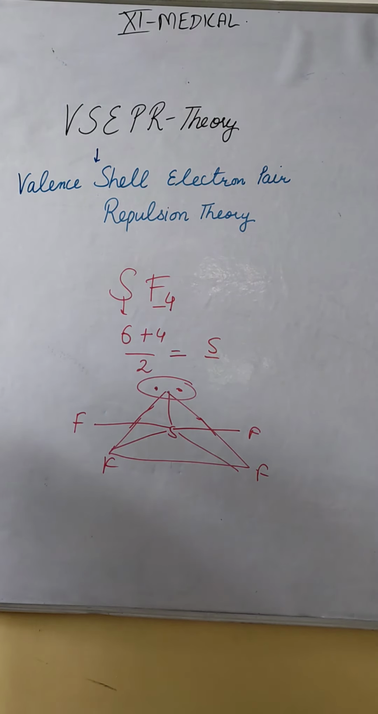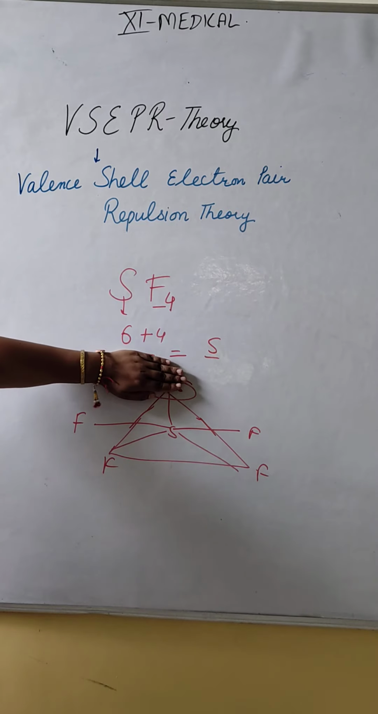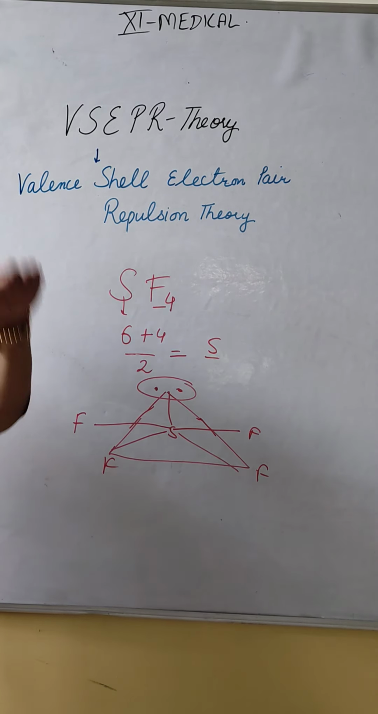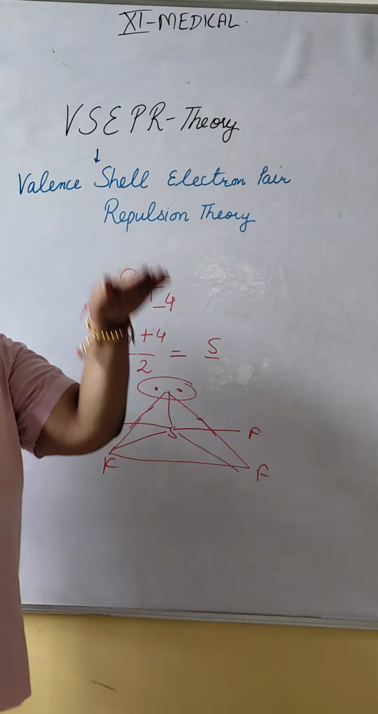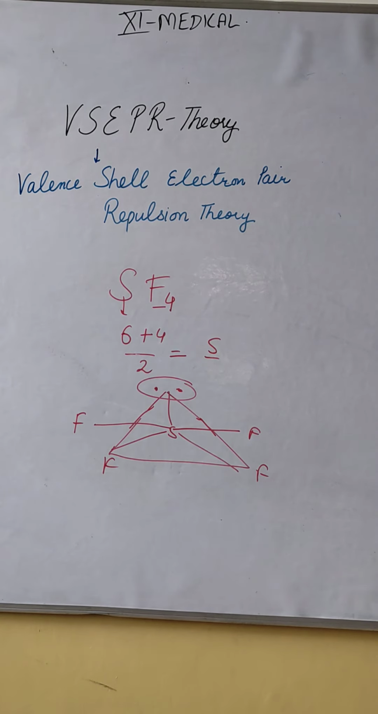But what will be the geometry? Trigonal bipyramidal. What will be the shape? Remove this lone pair. You remember? Seesaw. Seesaw, where children are riding the seesaw. So the shape will be seesaw. Okay? I hope it is clear to you all.